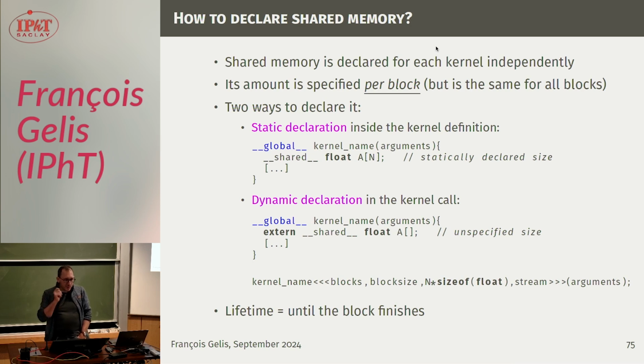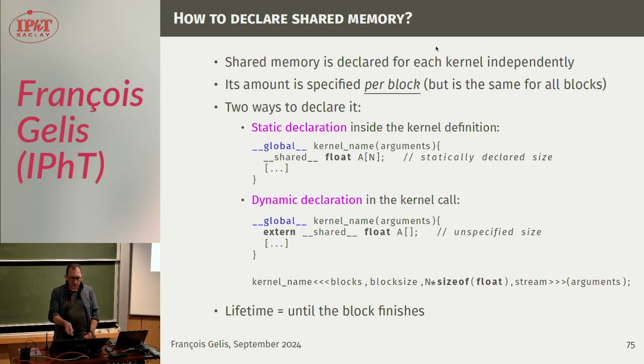So there are two ways to declare it. The first one is inside the definition of the kernel. You put this, it's like a variable declaration, and it's preceded by this keyword __shared__. So this tells that this kernel is going to use n floats of shared memory per block. So this is called static declaration of shared memory.